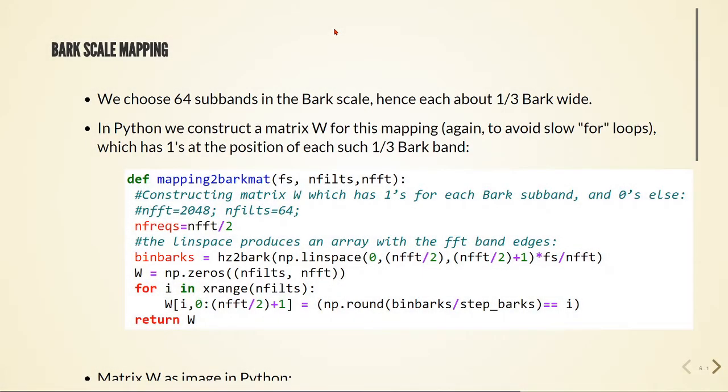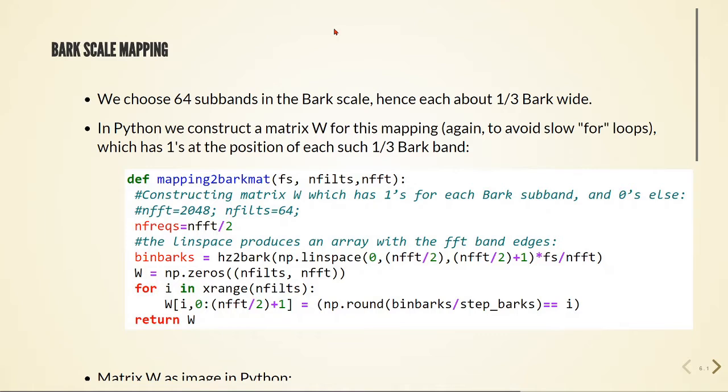Now that we've decided which bark approximation we are going to use, we'll move on to do some mapping to and from the bark scale. First, we can, for example, choose 64 subbands in the bark scale, hence each would have about a third bark width, and then in Python we can construct a matrix W for this mapping, again to avoid slow for loops.